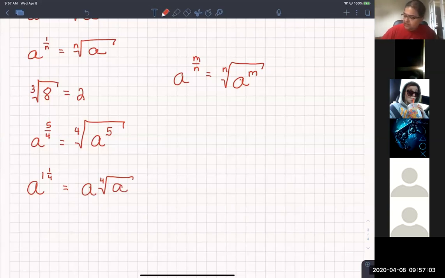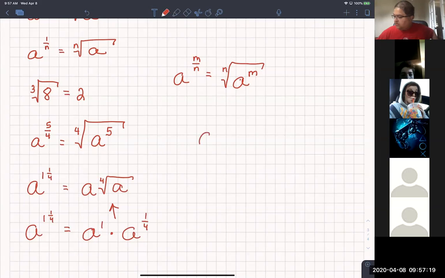Okay. So a to the 1 and 1/4 is the same thing. You could separate this to a to the 1 times a to the 1/4, which is this guy. So a to the 7/4 can be rewritten as a to the 1 and 3/4. Remember how to convert improper fractions to mixed numbers. So this is the same as a times a to the 3/4.